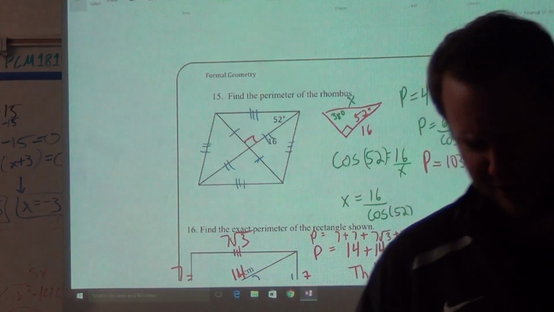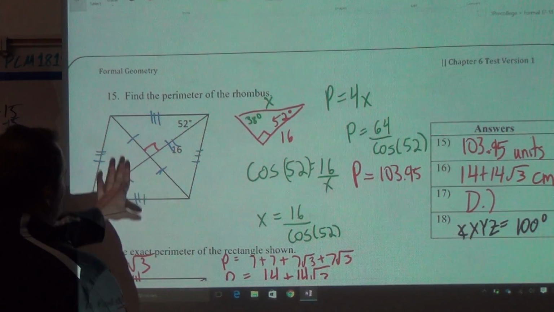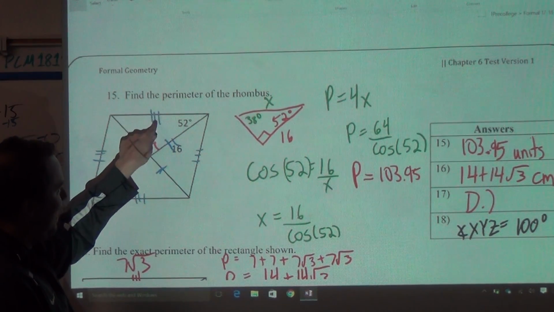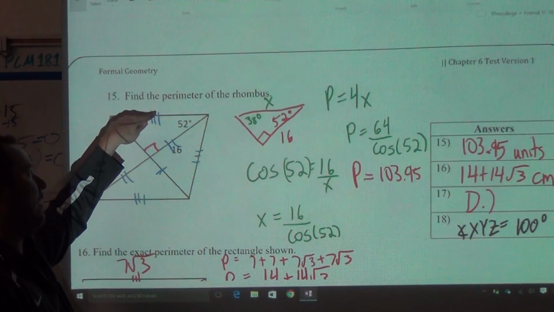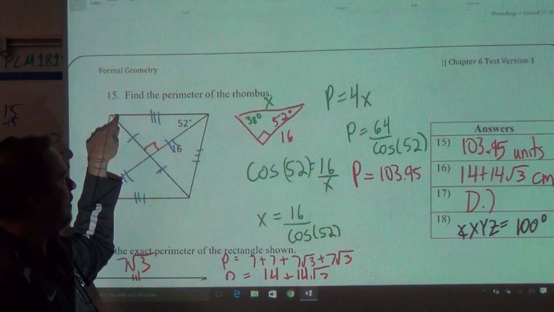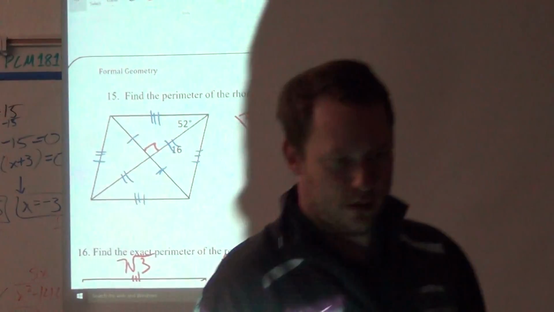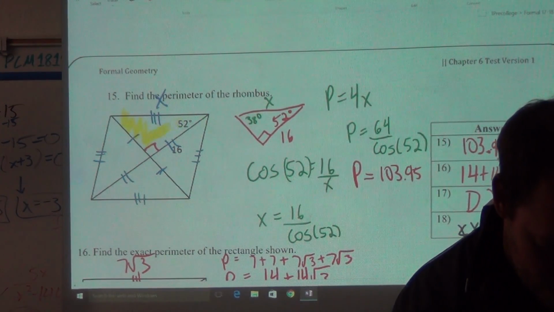15, I think one of the most challenging problems on the test. I thought you did a very nice job with it altogether. We need to pull out this triangle to figure out the side of the rhombus, and then once we figure out one side, we can multiply by 4. So we've got our 16, we've got our 52, I've got an x here, and the triangle that we're looking at is right here.